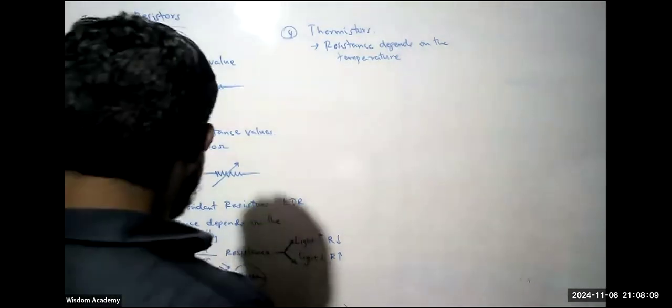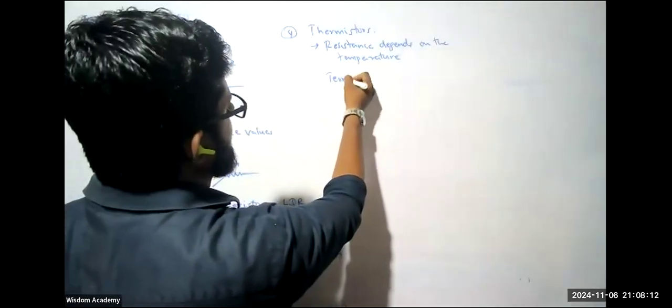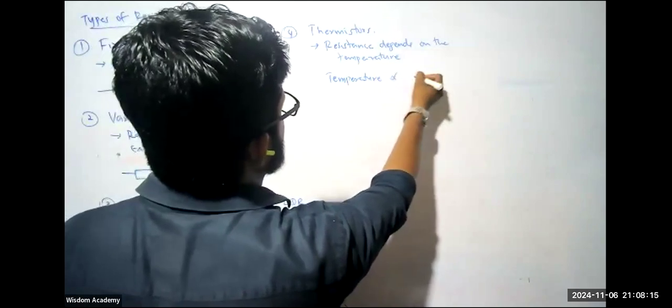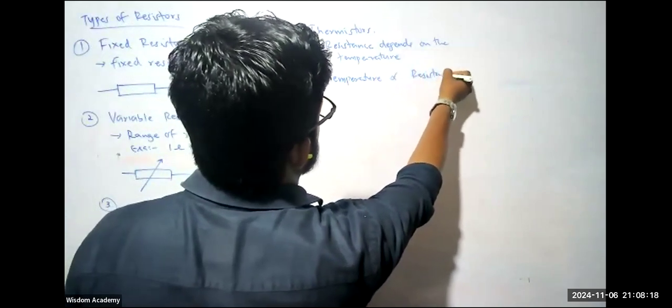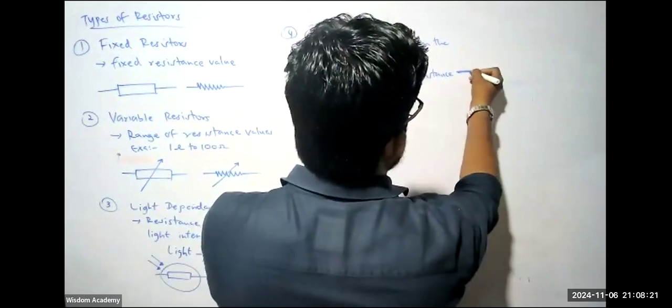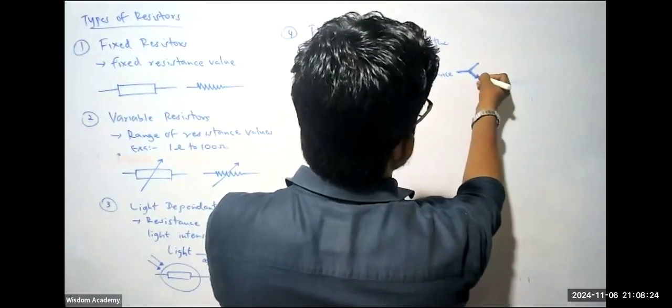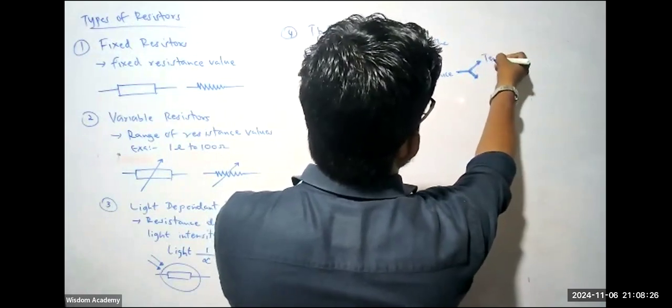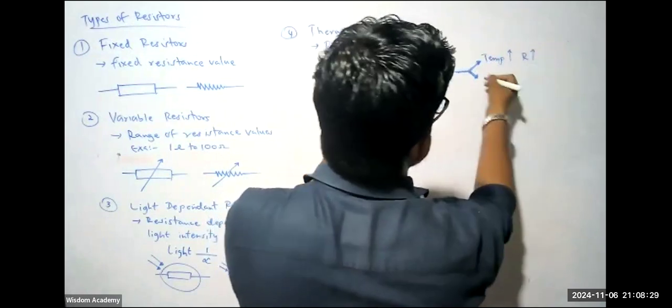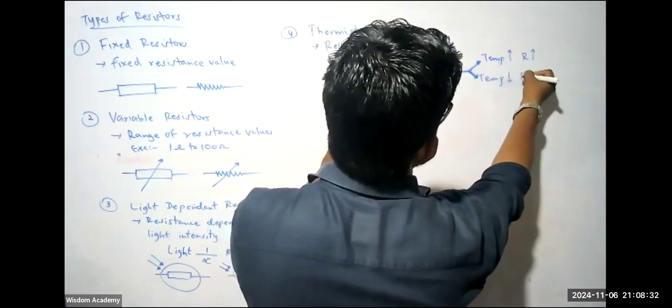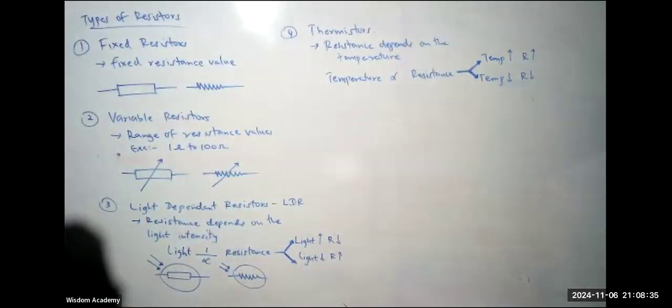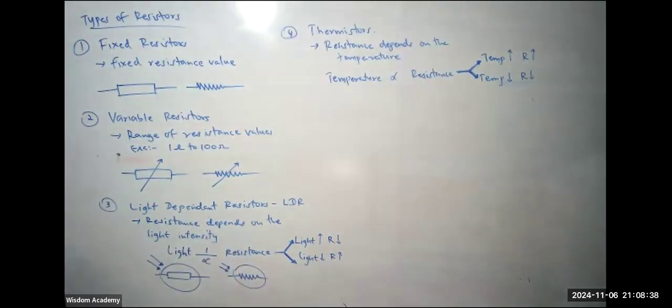How is it happening? Here the temperature is directly proportional to the resistance. That means when the temperature is increased, resistance increases. When the temperature is decreased, resistance decreases. Please write it down.